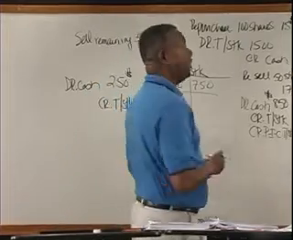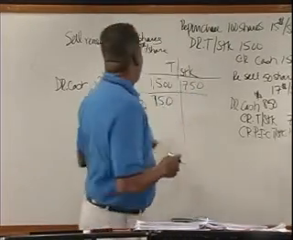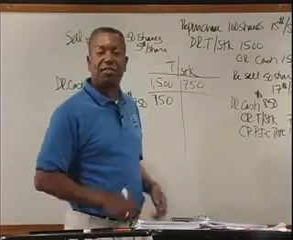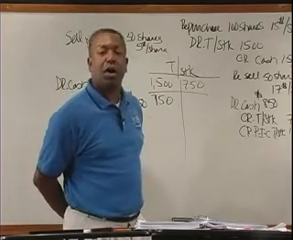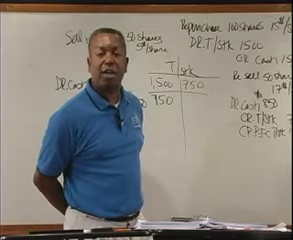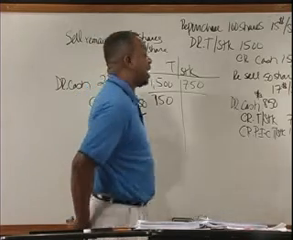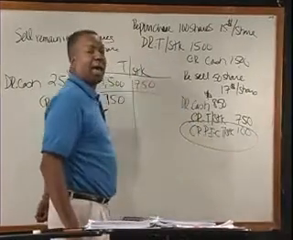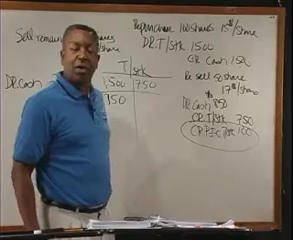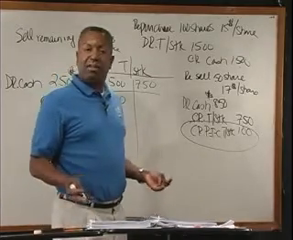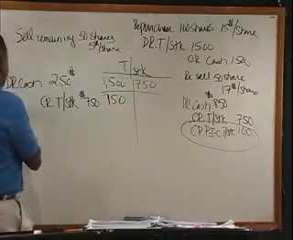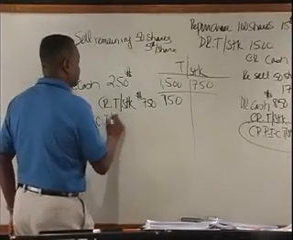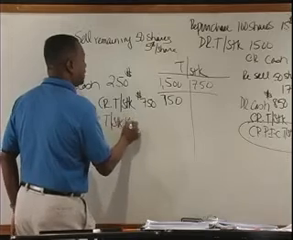Now, the loss. I have a $500 loss on this treasury stock transaction. That $500 loss is first going to be applied to any balance existing in my paid in capital treasury stock account. Well, there's a $100 balance in there, so I'm going to debit paid in capital treasury stock account for $100.